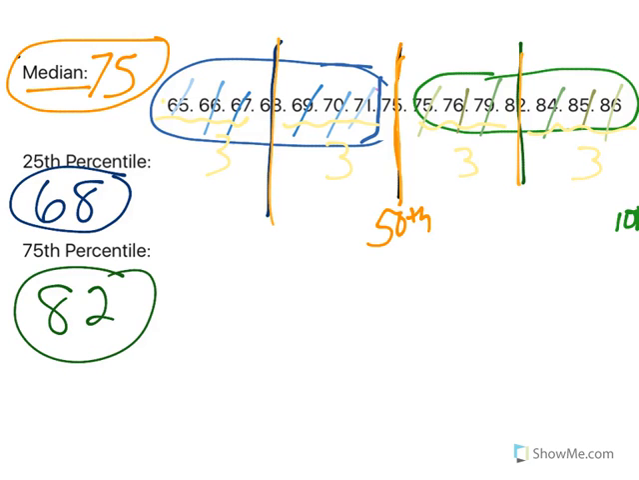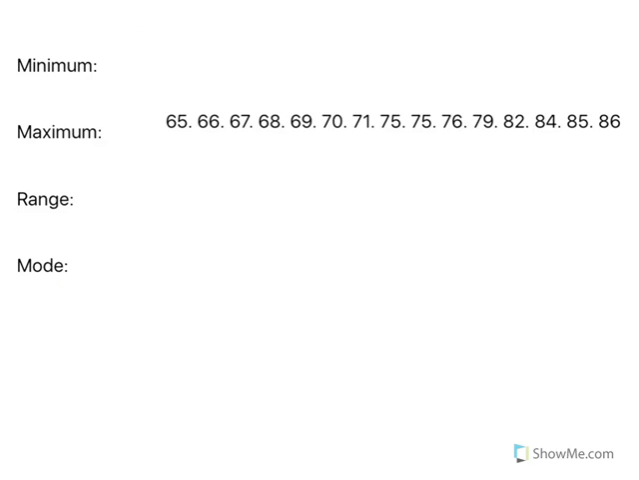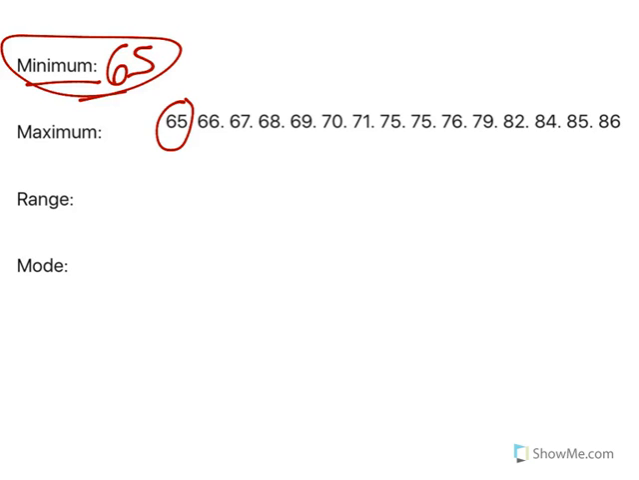Okay? All right, now we're going to use that same data set to do the next page. So we have that same list of numbers ordered least to greatest. And again, always double check to make sure you have the same number of numbers in your list, because if you drop one, it's going to change all of your data. So as we work through these last 4 pieces, the minimum is the smallest number. So if you have them in order least to greatest, that's not bad, right? So my minimum is 65. Maximum is my biggest number, so 86, right?